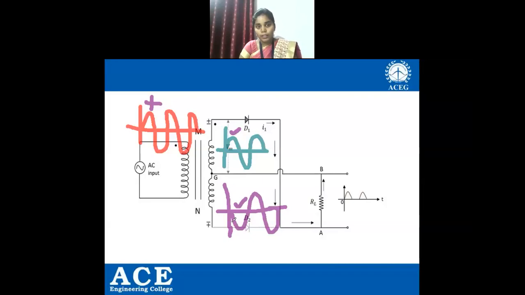Okay. And for negative half cycle, what happens? This will get highlighted and this will get highlighted. When your D2 gets positive peak, what happens? D2 will be in the forward bias, and D1 will be in the reverse bias. At this point, your D2 is going to conduct for negative half cycle. When D2 is going to conduct, you will get the output like this. Clear?